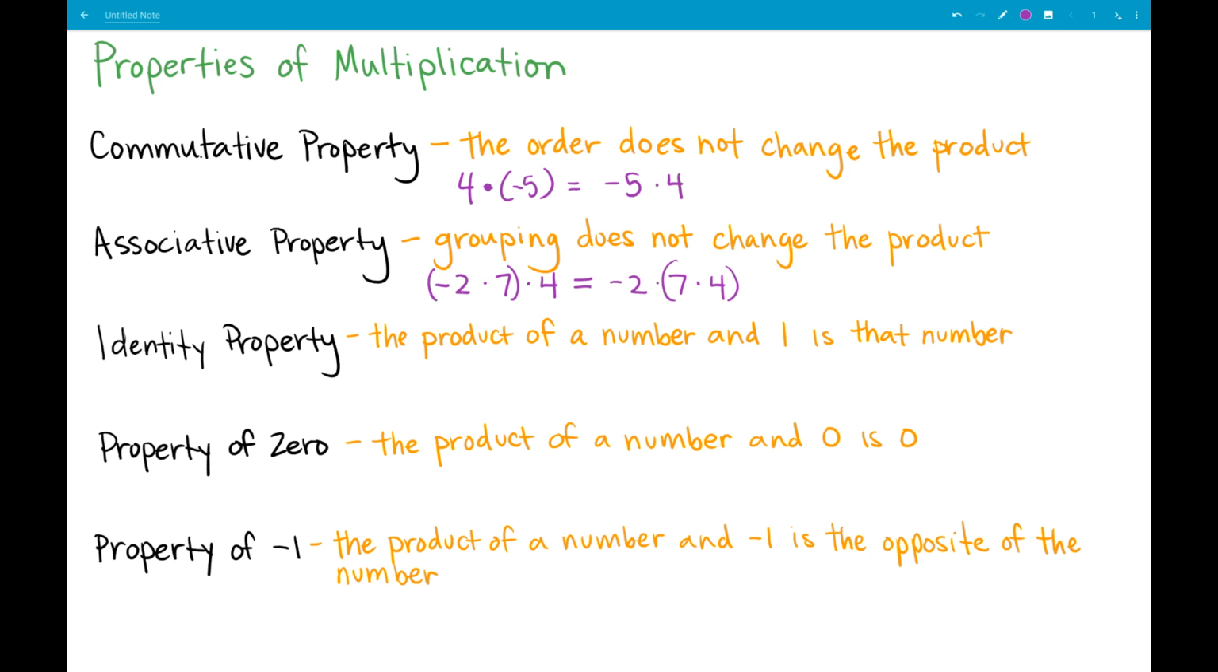The identity property says that the product of a number and 1 is going to be that number. So for example, if I'm multiplying -5 times 1, it's going to equal -5.